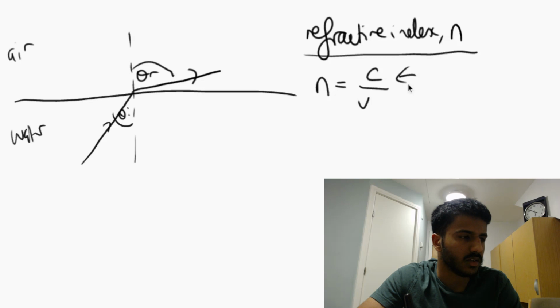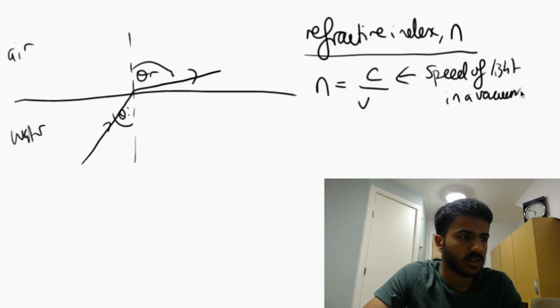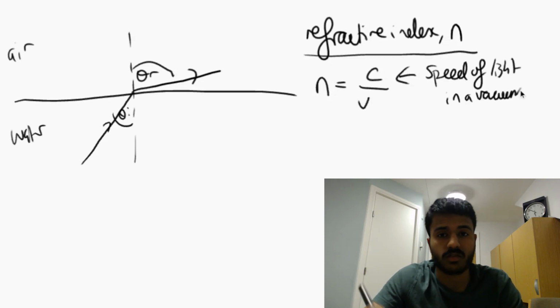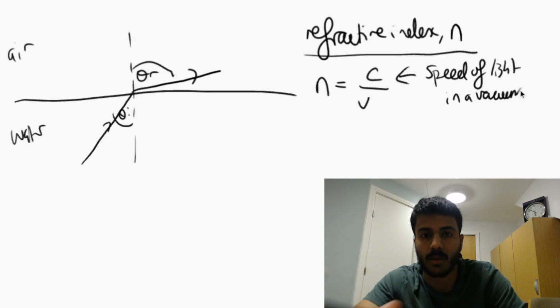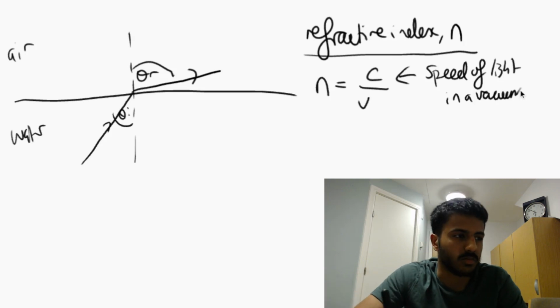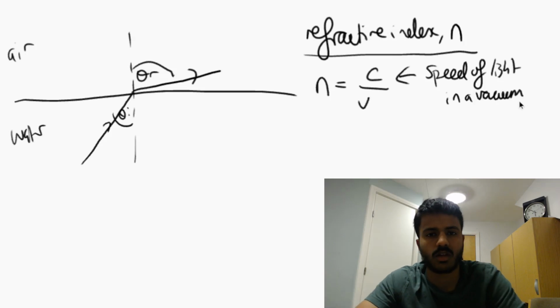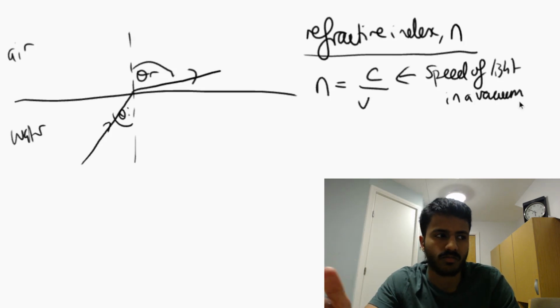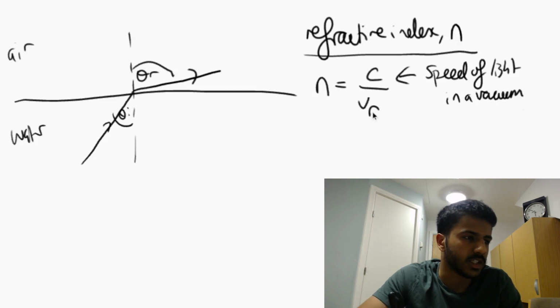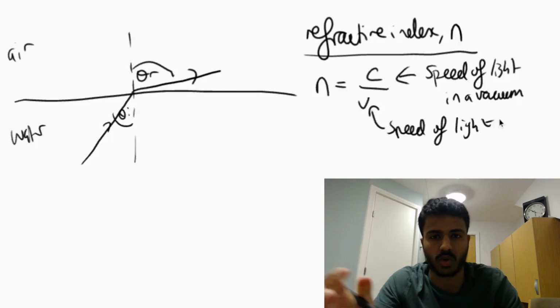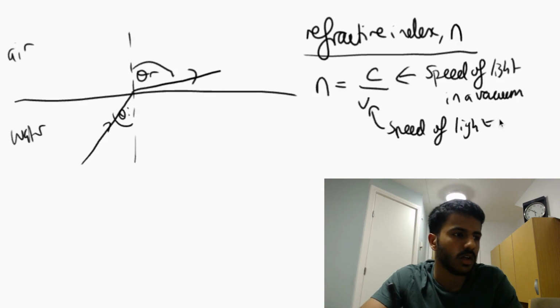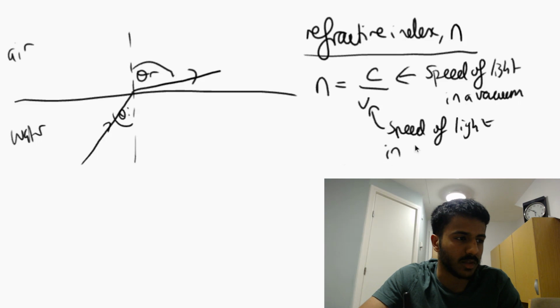What it's given by is n is equal to c over v, where c is the speed of light, or the speed of the wave, which is usually light, but sometimes it can be something else, in a vacuum. So this is in a vacuum. So the speed of light in a vacuum would be 3 times 10 to the 8 meters per second. And this v here is the speed of light or the wave, but again, typically in your examples you'll be using light. And this time it's in the medium that it's going through.